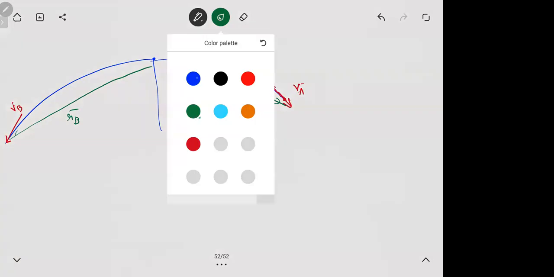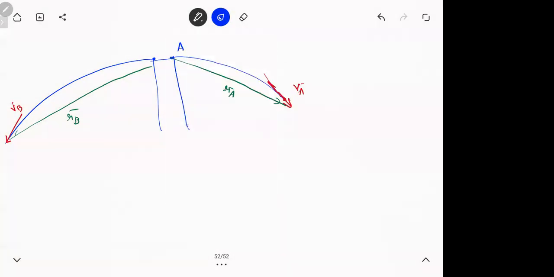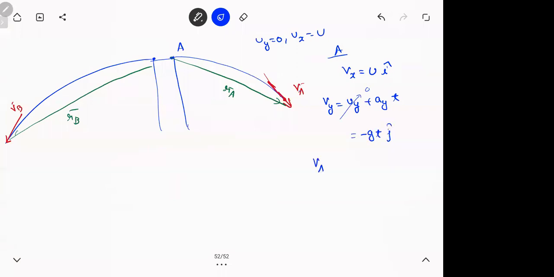Both are different. Now, for A, what is Vx? u i cap, because horizontal velocity is constant. What is Vy? Uy plus ay t, but Uy is 0. Just as we wrote here, so we'll not write it again. So Uy is 0. So Vy is minus gt j cap. Bas ho gaya. So what is the velocity of A bar? u i cap minus gt j cap.